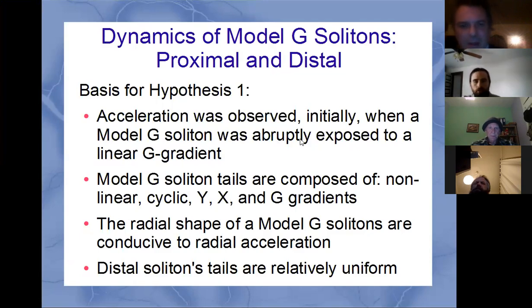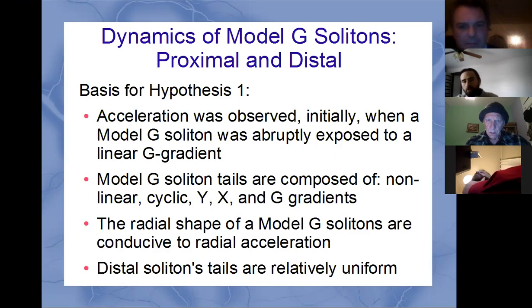So now, if a nonlinear gradient could potentially cause a soliton to accelerate, then where could we find some nonlinear gradients in the soliton model? Those could be the tails. Now, the tails are cyclic, nonlinear, and composed of x, y, and g gradients. It was the g gradient that was tested before that caused a velocity in the solitons. So we have all three of those components in the tails.